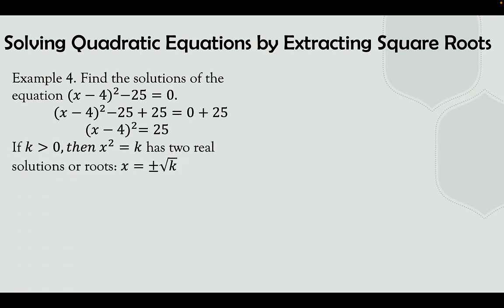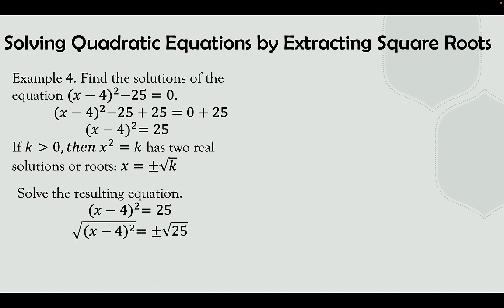Now, since k is greater than 0, x squared equals k has two real solutions or two real roots. That is the positive and negative square root of k. To find the value of x here, we just need to square root both sides to eliminate the squared. So we have the square root of x minus 4 squared equals positive and negative square root of 25. So we have x minus 4 equals positive and negative 5.